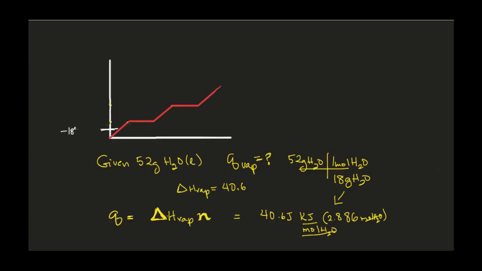So now what we're going to do is take a more likely scenario of what you'll see on your test. The problem wants you to calculate what heat it would take to go from negative 18 degrees Celsius, solid water, or ice, whatever you want to call it, all the way up to, let's say, vapor at 112 degrees Celsius. Okay. So do you see how it's a little bit more complex now?